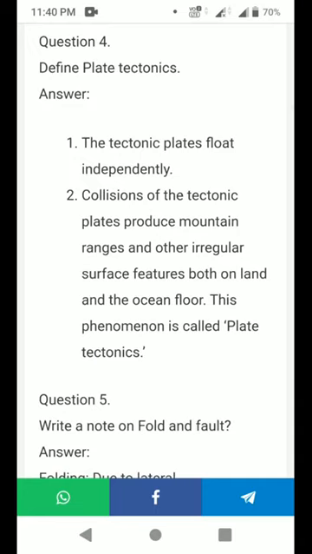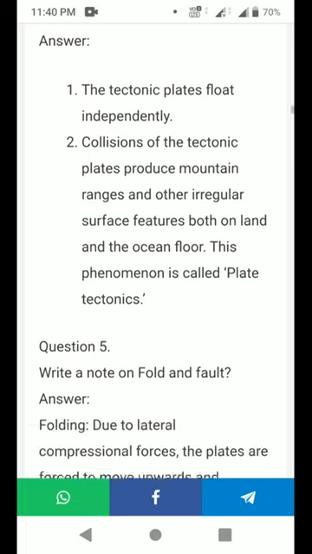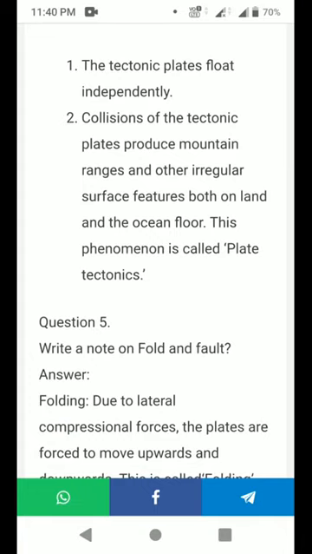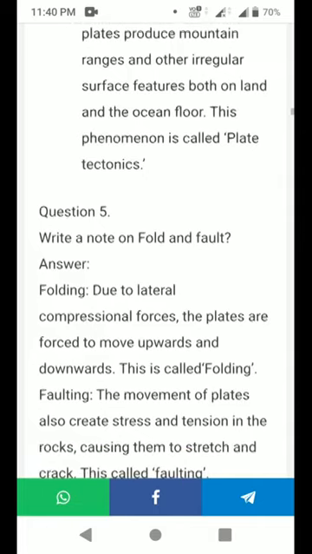Define plate tectonics. Here 2 points, the tectonic plates float independently. Collisions of the tectonic plates produce mountain ranges and other irregular surface features both on land and the ocean floor. This phenomenon is called plate tectonics.